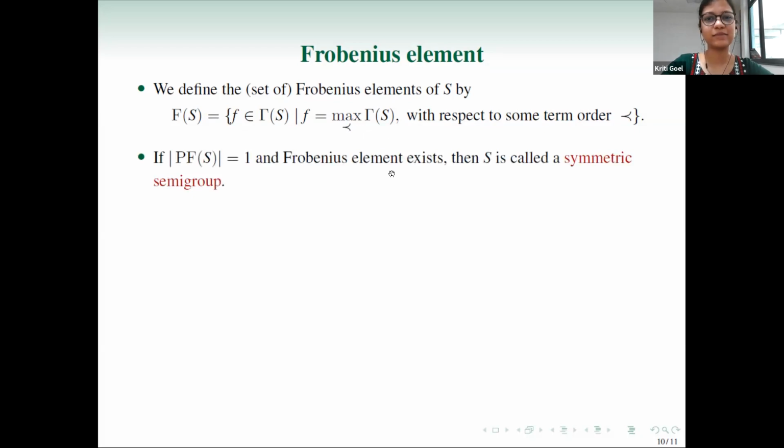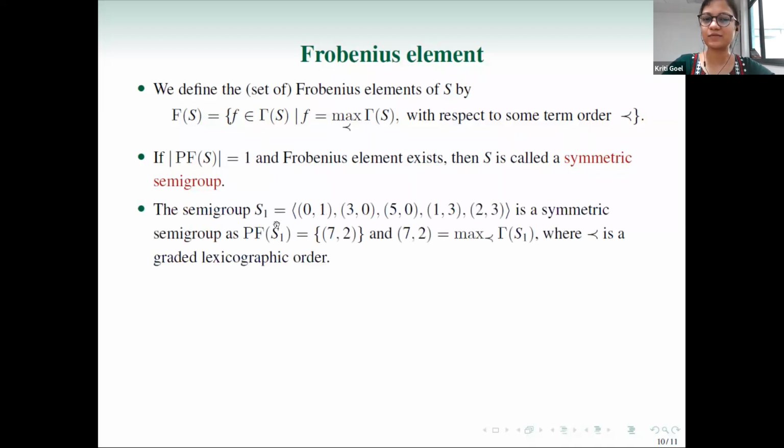And of course, parallelly, we can define symmetric semigroups over N^D, and the way to define symmetric semigroups is just by two conditions. First of all, the cardinality of the set of pseudo-Frobenius elements should be 1, and we should have existence of a Frobenius element. This is an extra condition as compared to the set of natural numbers, because we may not have existence of a Frobenius element, which I'll quickly show in one of the examples.